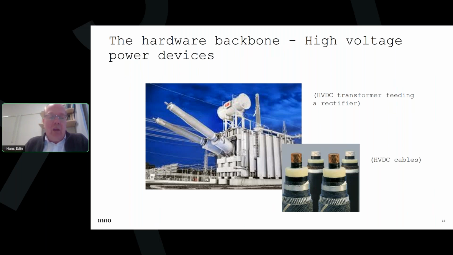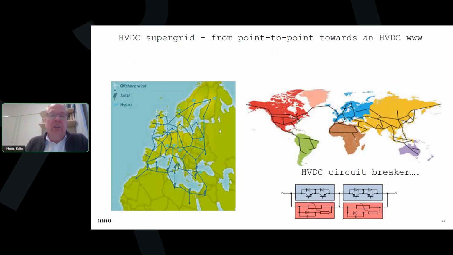And this is a slide from the areas where I myself am working very much on high voltage DC technologies. What you see is a high voltage DC rectifier transformer, which is a special type of transformer. And then you also see high voltage DC cables, which are used for transmitting very large amounts of power over long distances.